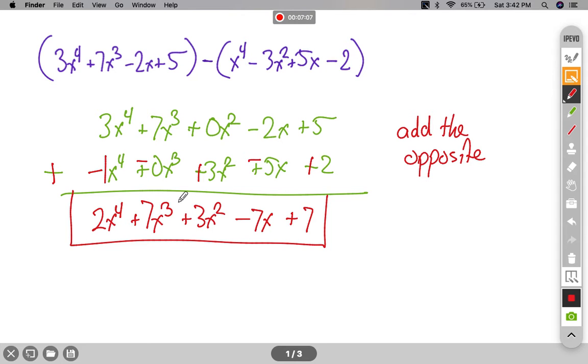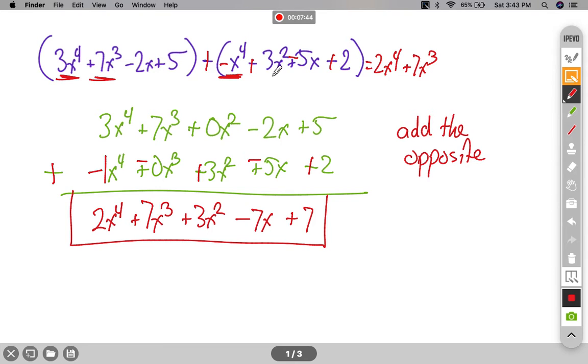Now, if you're not wanting to line them up like this, you want to do what we did before. I do the same thing, but again, I'd come up here and say, the subtraction is going to cause me trouble. So I'll make that plus, and everything in this parenthesis, I'll take the opposite sign. So that will be minus, that will be plus, that will be minus, that will be plus. And then I can again go 3x to the fourth, and a minus 1x to the fourth is going to be 2x to the fourth. 7x to the third.